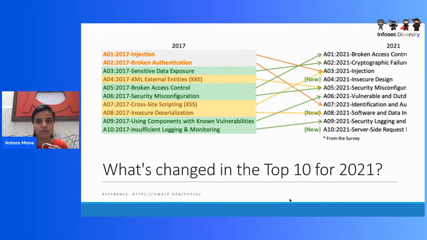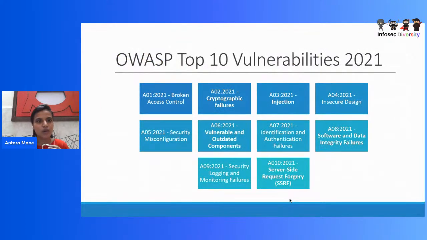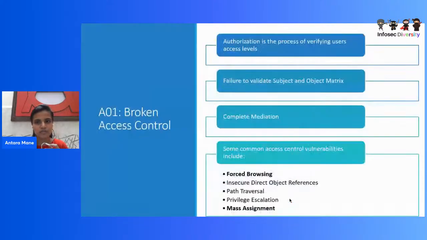So let's dive into each and every vulnerability and try to understand what that vulnerability is, what causes it, and how to remediate it. These are the top 10 vulnerabilities for 2021. The first one is broken access control, second is cryptographic failures, injection attacks, insecure design, security misconfiguration, vulnerable and outdated components, identification and authentication failures, software and data integrity failures, security logging and monitoring failures, and server-side request forgery, that is SSRF attacks. So let's understand each and every attack one by one, right?